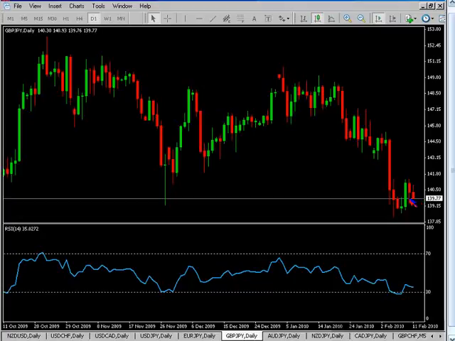Count back 14 candlesticks. 1, 2, 3, 4, 5, 6, 7, 8, 9, 10, 11, 12, 13, 14. We'll take the highest high going back 14 periods. The pound yen was at a high of 147.21, currently 139.76. Roughly, that's 700 something pips. Over the past 14 candlesticks, the pound yen has gone down 700 plus pips.